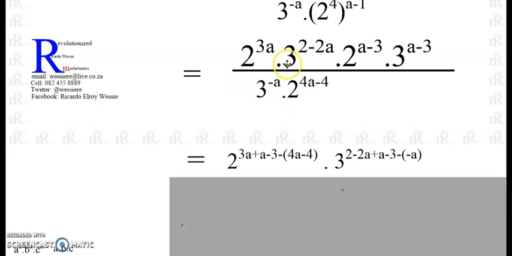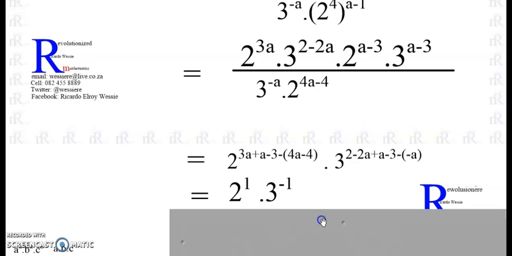is to work with the 3. So 3 to the power of 2 minus 2a. Then I've got to add, because this is multiplication. So I add a minus 3. Then I've got to subtract negative a. So negative times a negative becomes a positive. Remember that, eh? So 3a, 4a, minus 4a, there's no a's left. Then positive 4 minus 3 leaves me with 1.